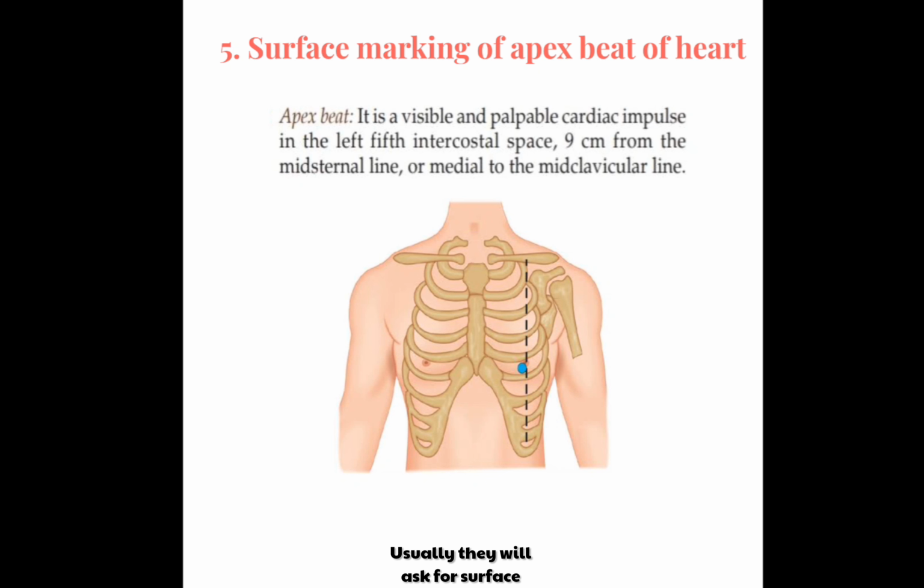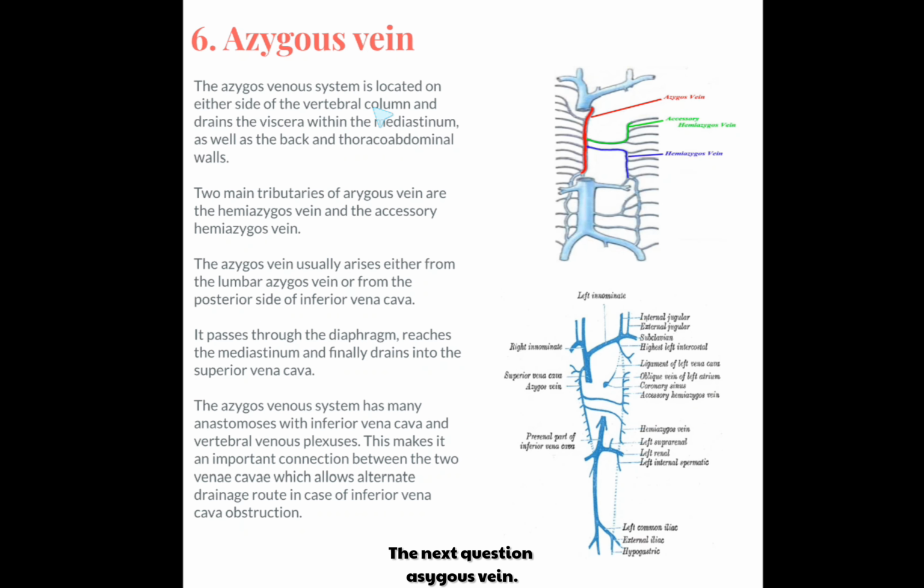Usually they will ask for surface marking. Even if they ask as a 2-mark question, draw this diagram, locate it and explain it. Okay, the next question, azygous vein.